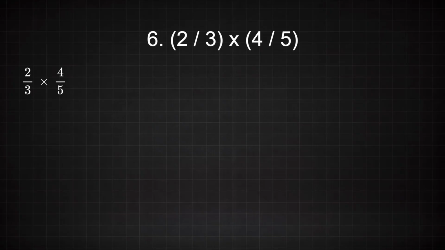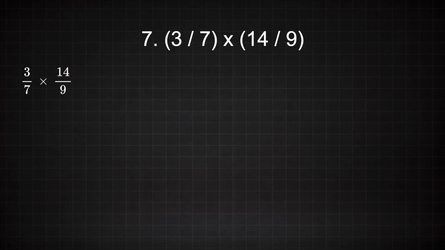As I recently just mentioned, you multiply across. Numerator times numerator and denominator times denominator. 2 times 4 is equal to 8, and 3 times 5 is equal to 15. The fraction can't be simplified any further, so this is our answer.